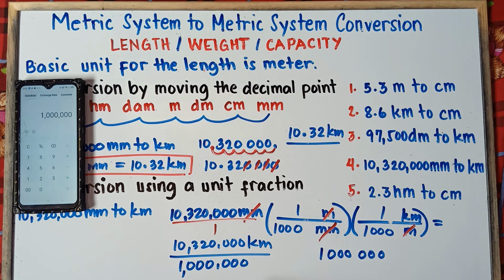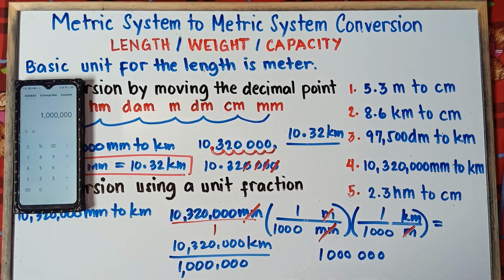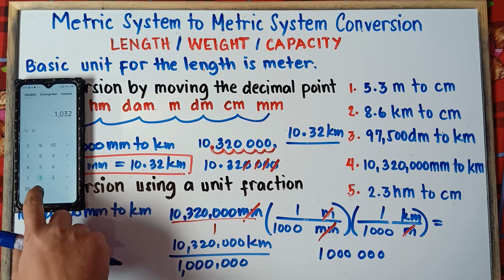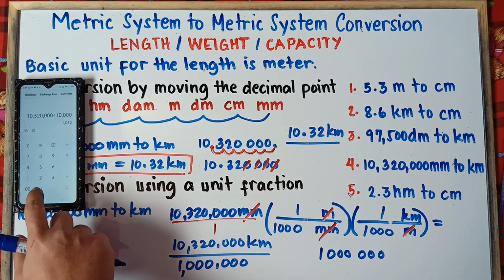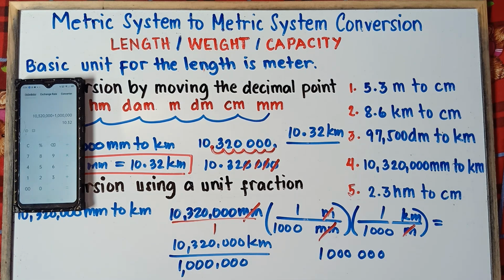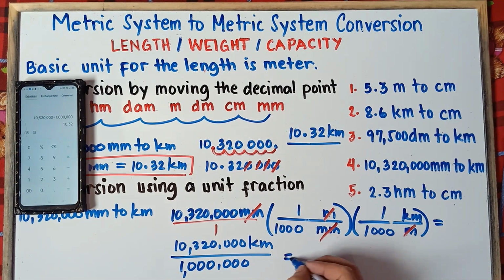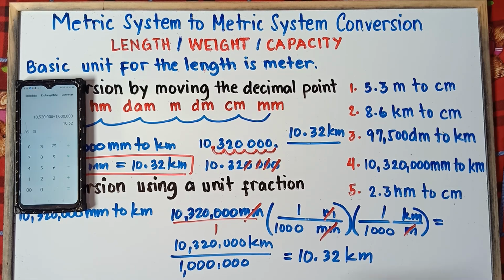And then simply divide this one. 10,320,000 divided by 1 million, the answer is, let's check. 10,320,000 divided by 1 million. So the answer is 10.32. So our final answer, class, will be 10.32. Do not forget the units, class, kilometers. That's all set. So you will have the same answer, class, 10.32 kilometers.